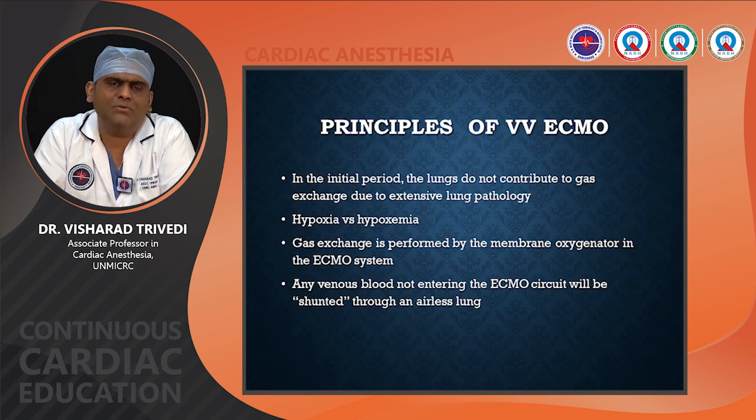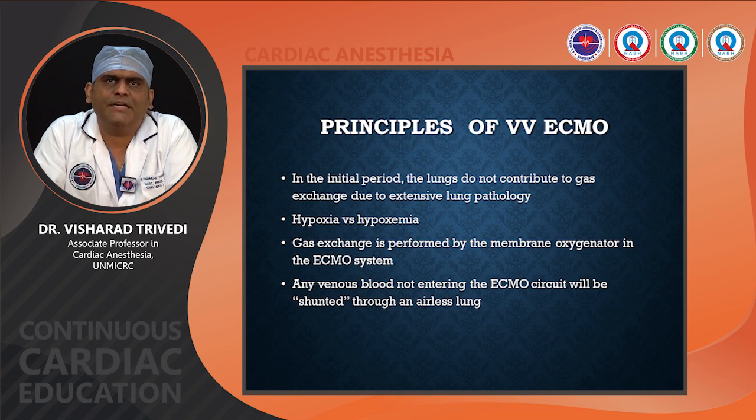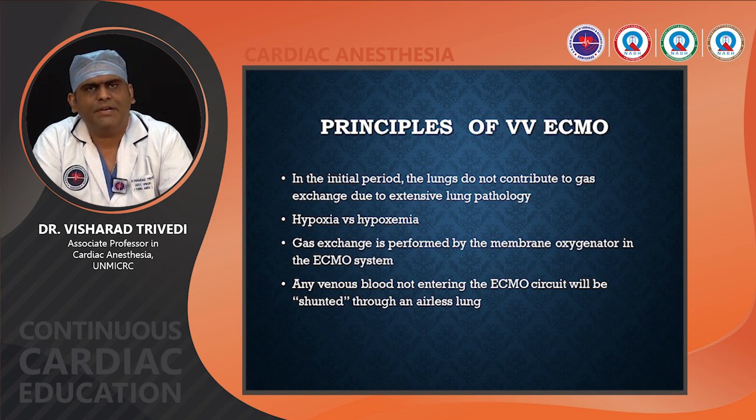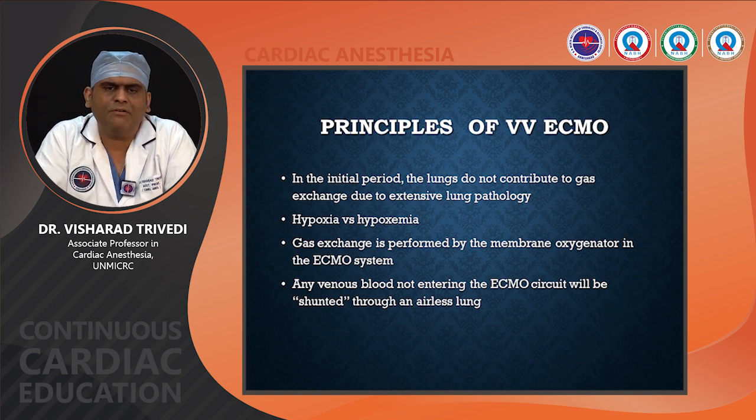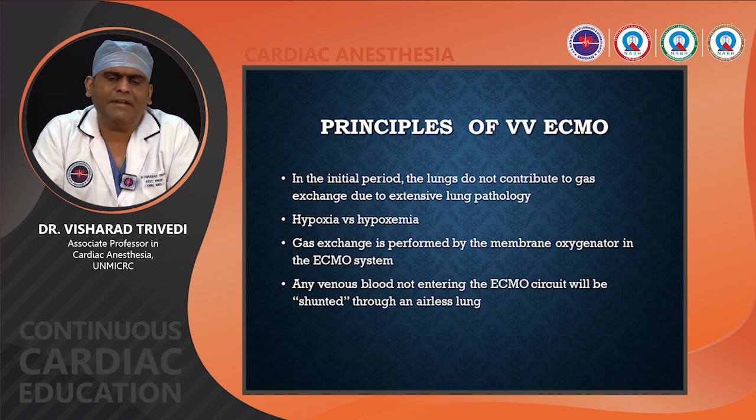Now let us look at the principles of VV ECMO and how it works. Once you put on ECMO, in the initial period the lungs do not contribute to any gaseous exchange because of the lung pathology. The patient has severe respiratory complications and does not maintain any gaseous exchange through the native lung, so right after the initiation of VV ECMO, the whole gaseous exchange occurs at the oxygenator level.